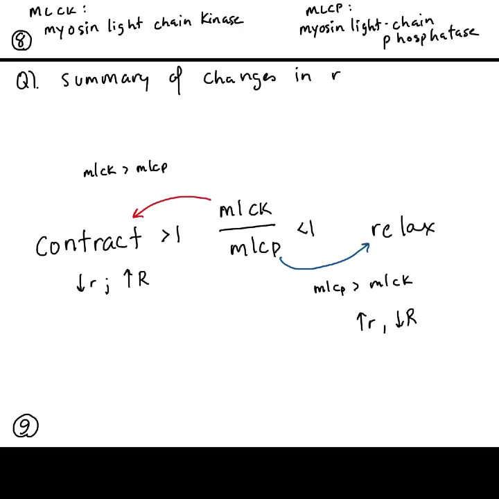Now we have names for these. We will call contraction vasoconstriction. So if we vasoconstrict, and then we'll call relaxation vasodilation. In other words, if we vasoconstrict, that means we're decreasing our radius, and that will increase our resistance. If we vasodilate, we increase our radius, make them wider, make them larger, but that decreases our resistance.